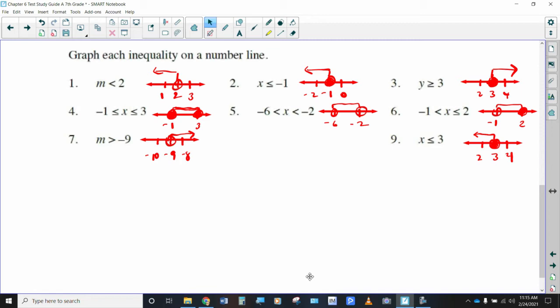But let's focus on the rest of them because the other ones are more important for us to understand. So here you just got an inequality. m is less than 2, so you circle the 2 and shade everything to the left. Here, x is less than or equal to -1, so we circle the -1 and we shade everything that's less than -1, including the -1 gets shaded in, so we're going to put that into the circle.